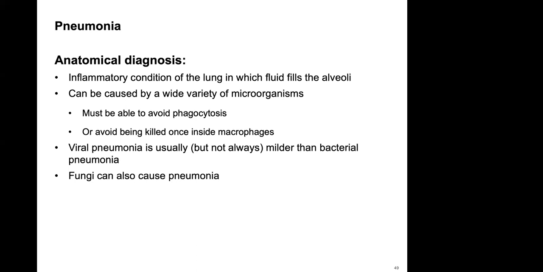Now, pneumonia: the anatomical diagnosis for pneumonia is an inflammatory condition in the lung in which fluid fills the alveoli. This can be caused by a wide variety of microorganisms, and it must be able to avoid phagocytosis or avoid being killed once inside the macrophages. Viral pneumonia is usually, but not always, milder than bacterial pneumonia, and fungi can also cause pneumonia, and that's the most severe.